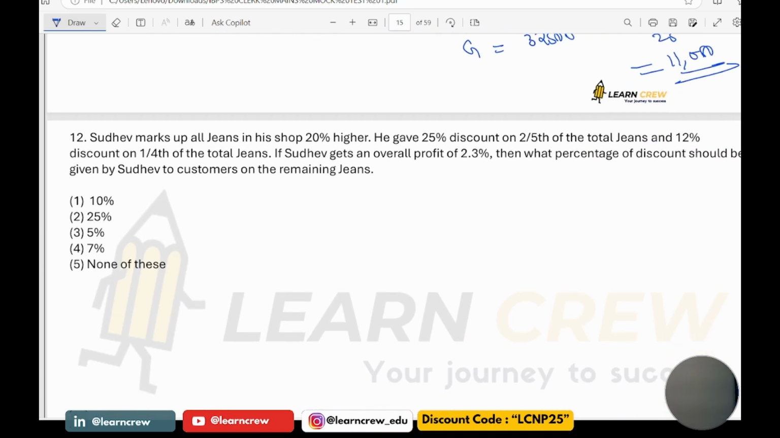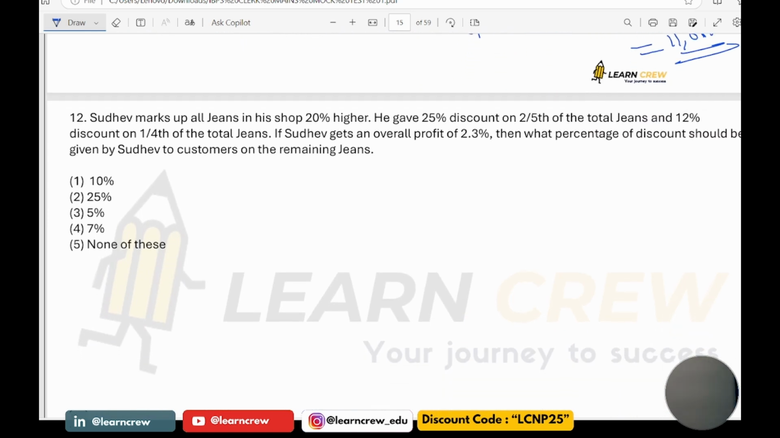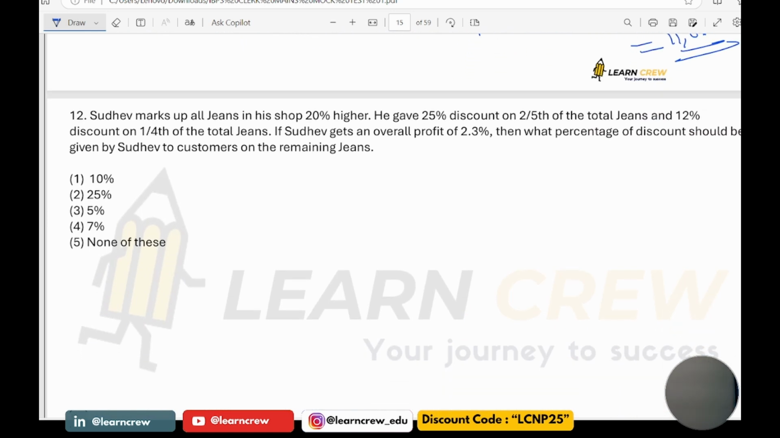Now question number 12. Sudhev marks up all jeans in his shop 20% higher. He gave 25% discount on 2/5 of the total jeans and 12% discount on 1/4 of the total jeans. Sudhev gets an overall profit of 2.3%. Then find the percentage discount that should be given by Sudhev to customers on the remaining.